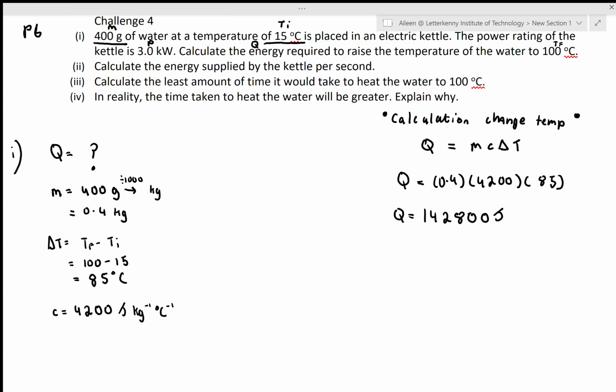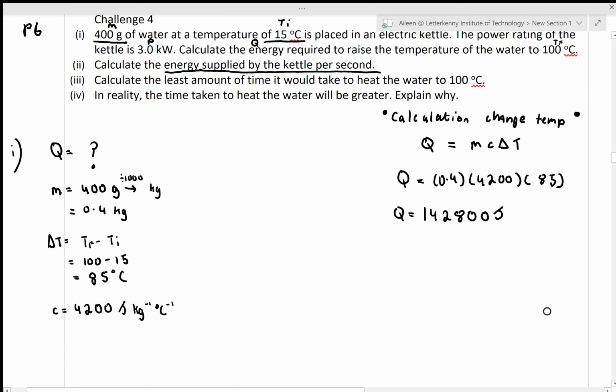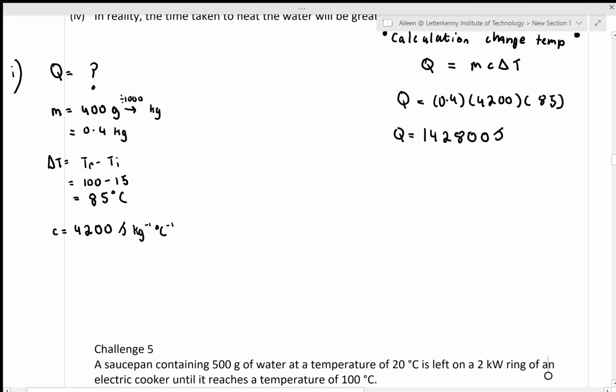All right, so that's part 1 done. Let's have a look at part 2. So in part 2, we want the energy supplied per second. Now this question has been a bit cheeky. So the energy supplied per second. Well, that's the power value. So the energy supplied per second, let's just give ourselves a bit more room here.